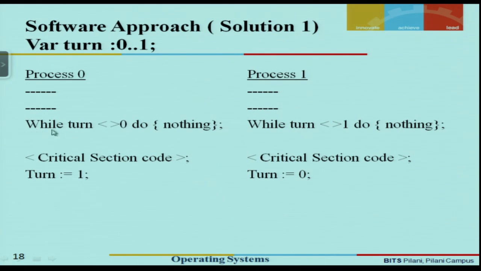So as a consequence, when this statement executes, while turn is not equal to 0, do nothing, meaning if the value of turn is equal to 1, process 0 would execute a set of instructions that do nothing. It will go inside a loop which does nothing. But if the turn is equal to 0, then it will come in and execute the critical section.